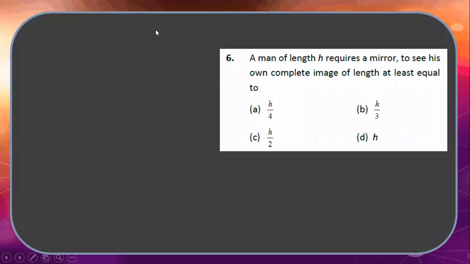Next, minimum size. A person of height H is there. If you want to see his full image in a mirror, then the height of the mirror should be half of the height of the man.